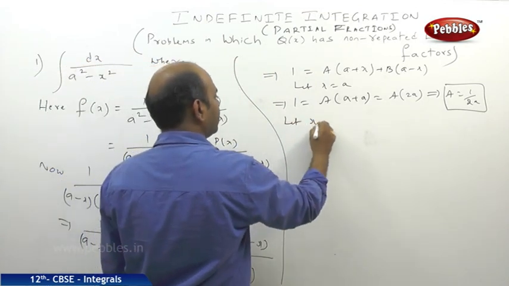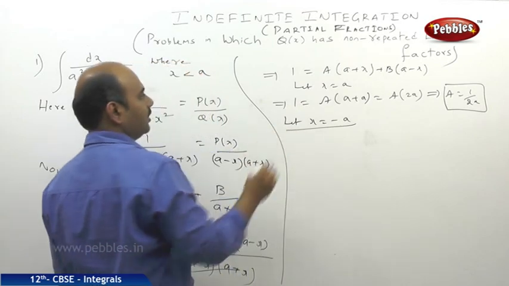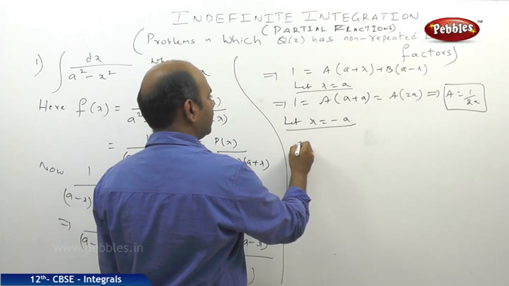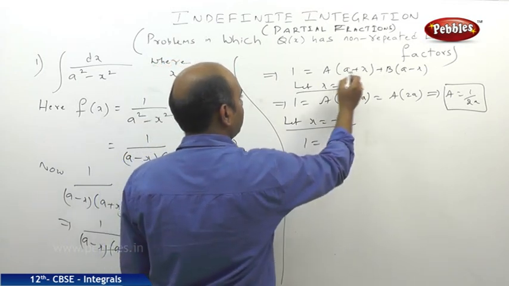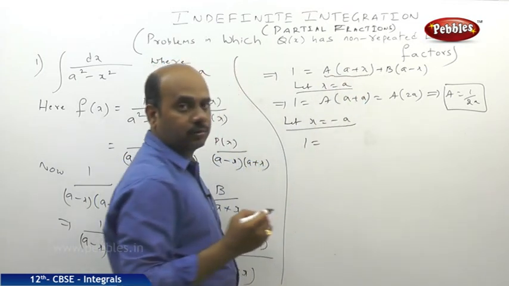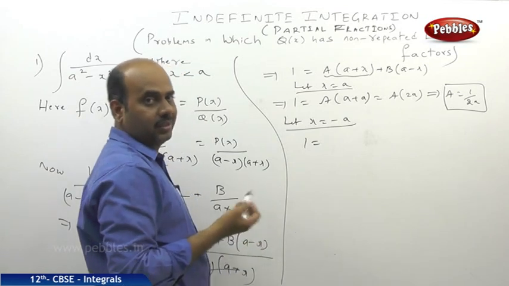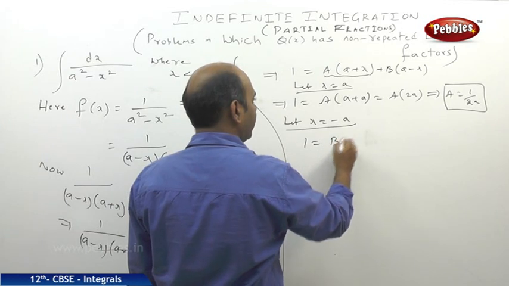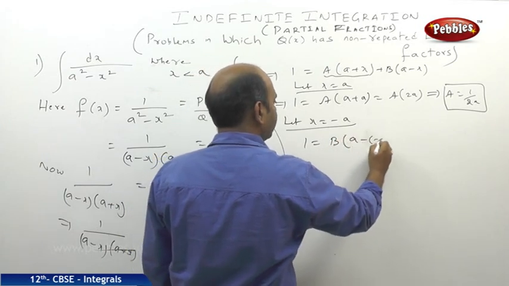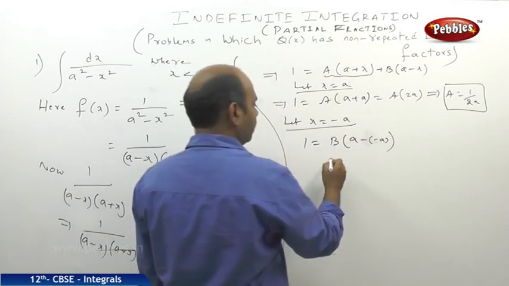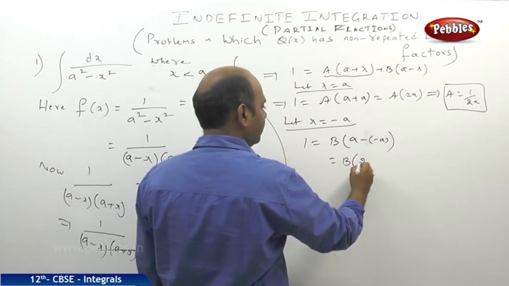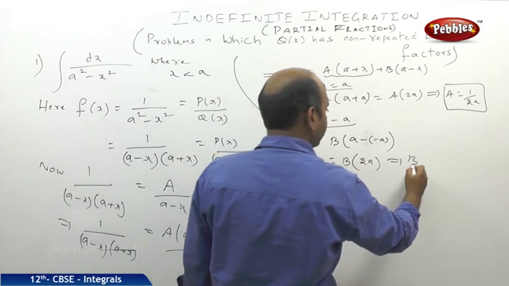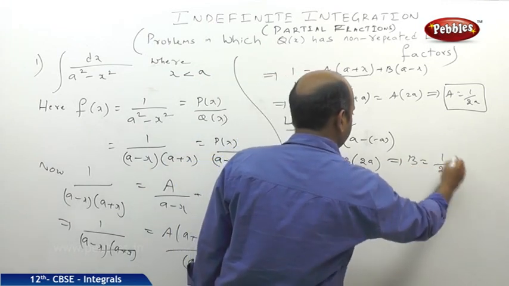Later what will I do? Let x is equal to minus a. If I put x is equal to minus a, what happens? 1 is equal to, this whole thing will become 0, because x equal to minus a means a plus x becomes 0, and this becomes b into (a minus of minus a). So this reduces to b into 2a. So 1 is equal to b into 2a, that means I got b is equal to 1 by 2a.